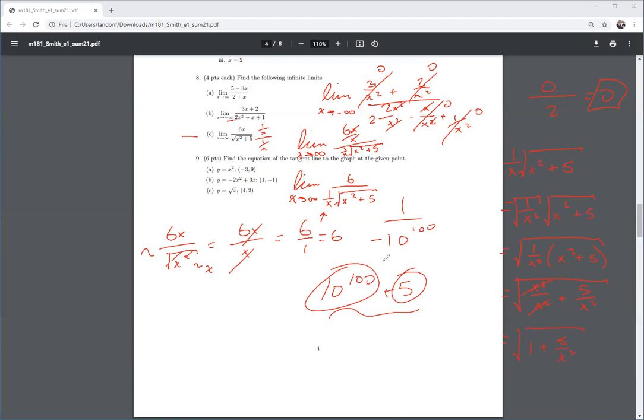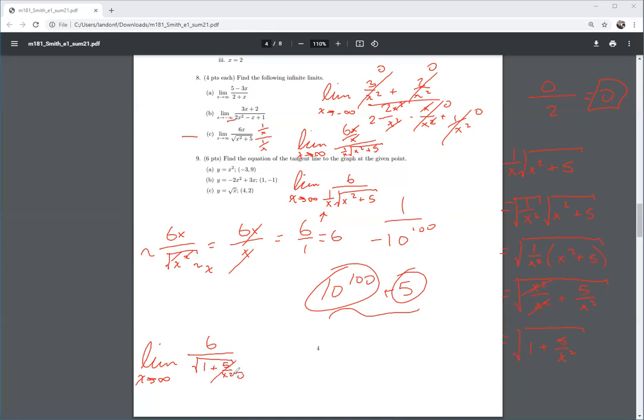And that is more desirable because now our limit becomes 6 over the square root of 1 plus 5 over x squared. So this does actually just end up going to 0.